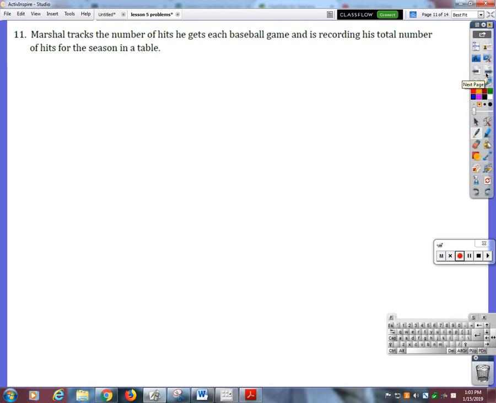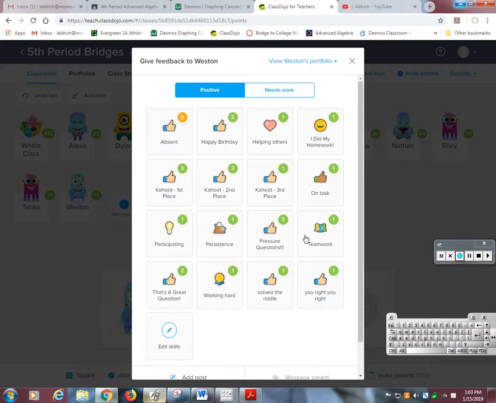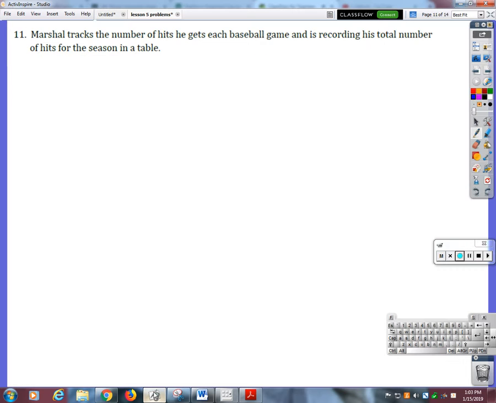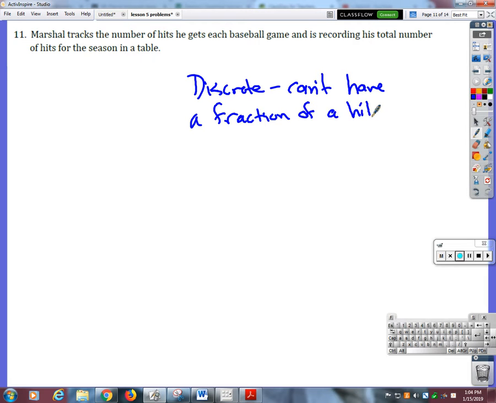All right, number 11. Marshall tracks the number of hits he gets each baseball game and is recording his total number of hits for the season in a table. So would that be discrete or continuous, Luis? Discrete, yeah, because you can't have like half a hit or a tenth of a hit. Yep, it's either a hit or it's not. Then it's not a hit, dude. You either have a hit or you don't.